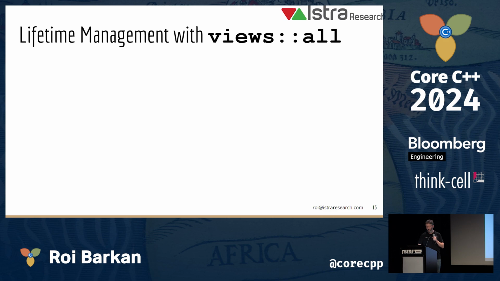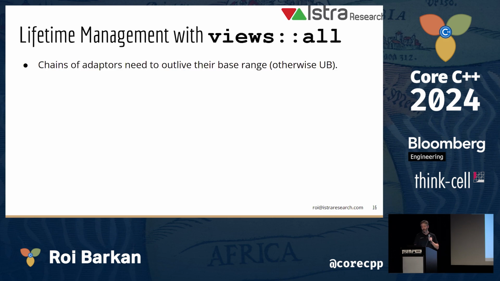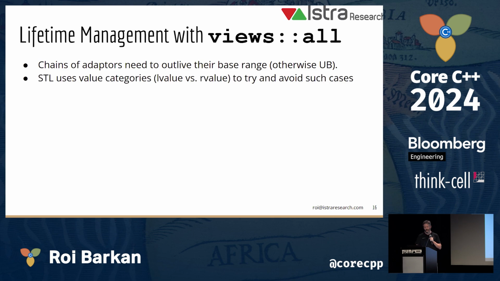Let's talk a little bit about that quickly. As mentioned, we have a lot of range adapters and temporaries that get created, and the chains have to outlive their base range. The library uses the notion of lvalue versus rvalue to understand whether something is about to get destroyed. This is a common thing in the C++ world: an rvalue is an object that might get destroyed very soon, so I need to take ownership of whatever it has. Sometimes this analogy is not 100% perfect, but that's the way the library works.